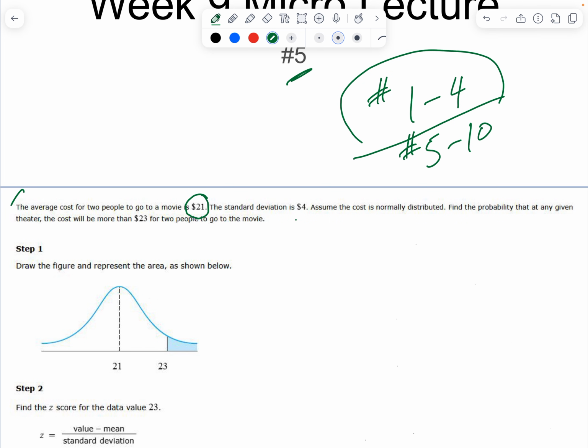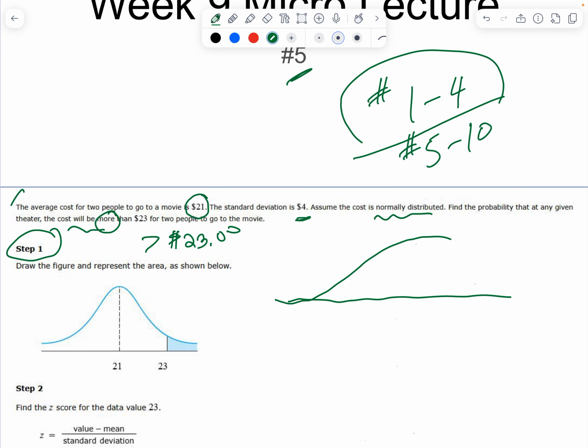The average cost for 2 people to go to the movie is $21. The standard deviation is 4. Assume the cost is normally distributed. Find the probability that at any given theater, the cost will be more, so greater than $23, for 2 people to go to the movies.